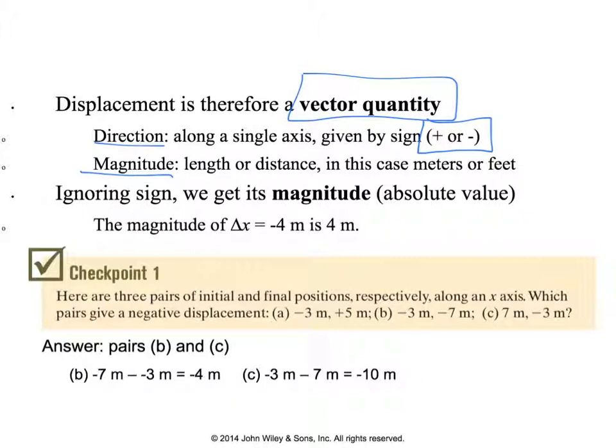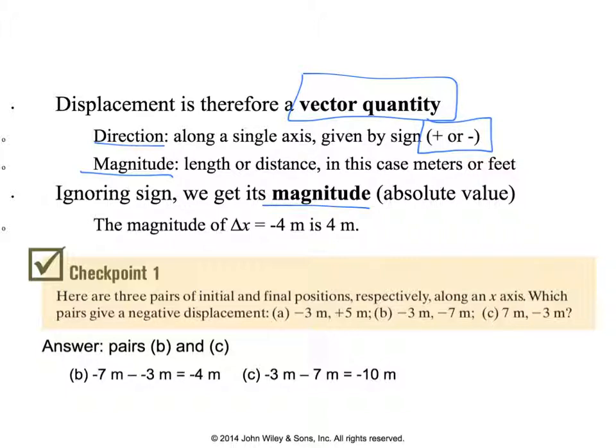If we ignore the sign, then we just have the magnitude. So we could say in that second example, when our displacement was negative 4, the magnitude of our displacement was 4 meters. We are 4 meters away from our original mark. That doesn't tell us the direction. We don't know if we're 4 meters above 5 or 4 meters below, but we know the magnitude is 4 meters.